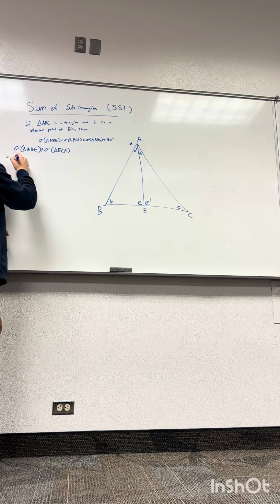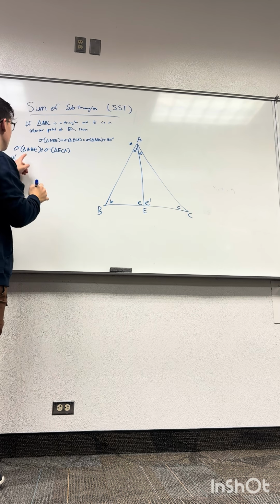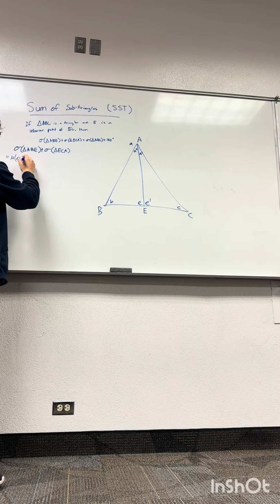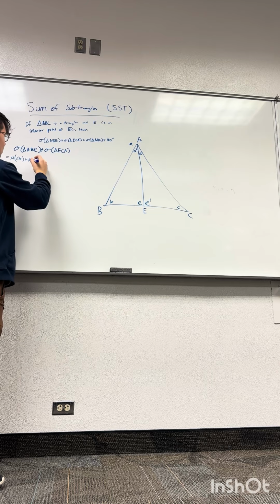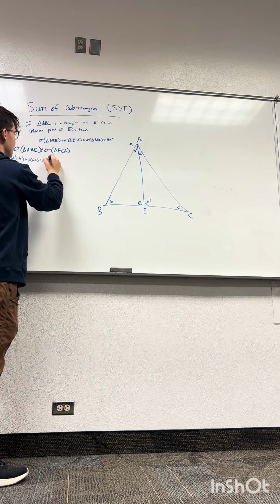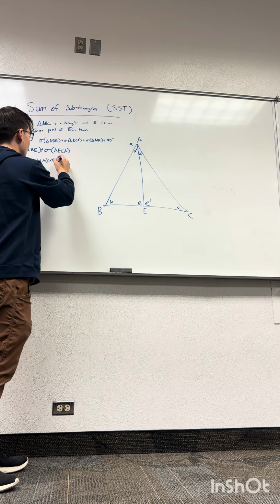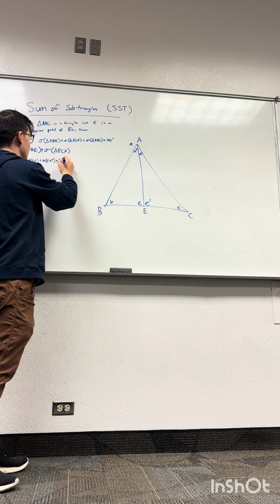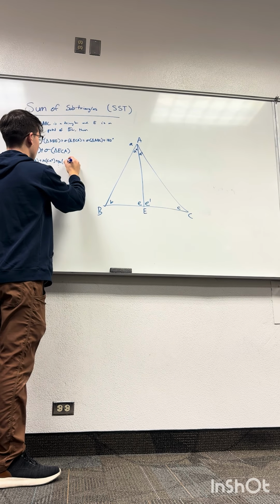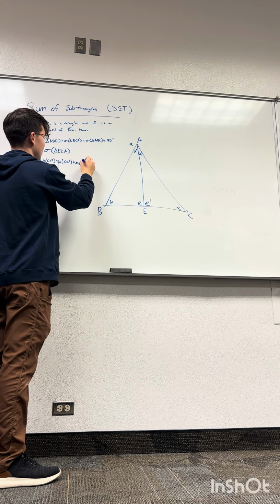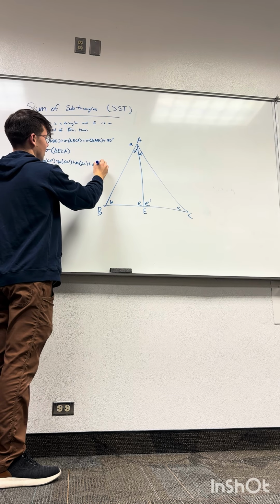So we have that this is equal to the measure of ABE, which is this one. So we're going to say measure of angle B plus measure of angle E plus measure of angle A prime. And then we have this triangle, so then we have plus the measure of angle E prime plus measure of angle C plus measure of angle A prime.